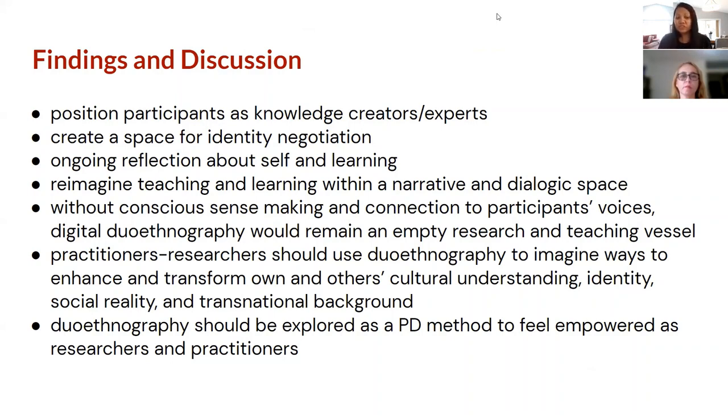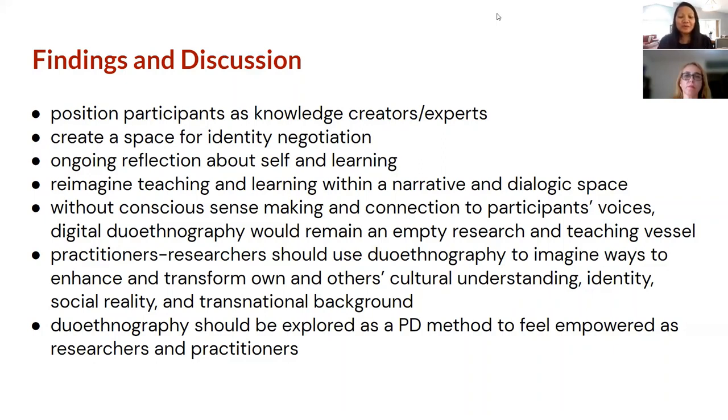And also, if practitioners or researchers want to use duoethnography to imagine ways to enhance and transform their own understanding and others' understanding about culture, identity, social reality, and transnational background, we believe that duoethnography is a really good research method that you can try to implement, simply to help you understand what other people believe, what I believe, and the importance of transnational background, social reality, and identity.